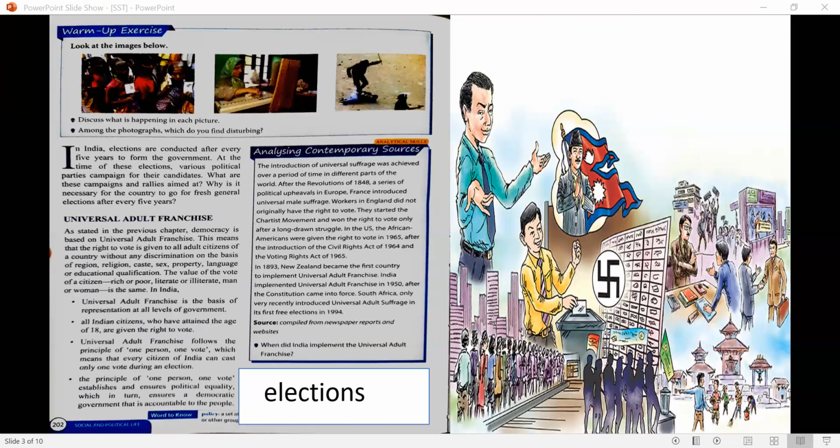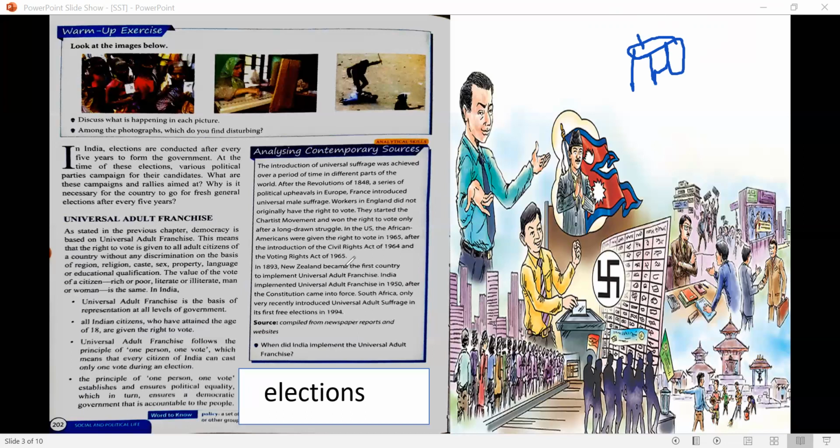Now, if I ask you a question, what are campaigns and rallies aimed at? If you have seen these types of rallies work in your surroundings, in your city, town, village, mostly in villages actually, they encourage people to vote.